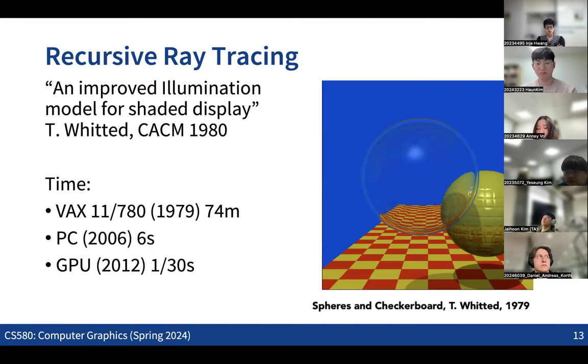So this was the first image which was rendering a transparent object using the ray tracing system. At the time when this image was introduced, it was taking 74 minutes to render this simple image, which is a lot of time. But some decades later, using better computers, now we can render those things in 6 seconds. And if we use the GPU, it takes real time, like 1/30 of a second.